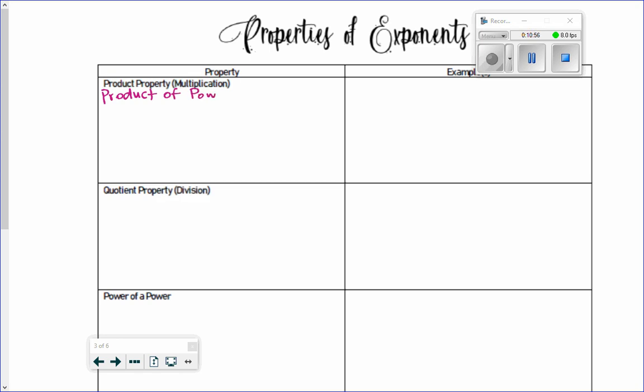Product means multiplication. What this star chart says is a, representing a base value, raised to the power of m, times a again, meaning it has to have that same base value, raised to the power of n, a different exponent. What we would do is end up getting that same base value, but we have to add those exponents together. So for multiplying powers, as long as it's the same base, you add the exponents.